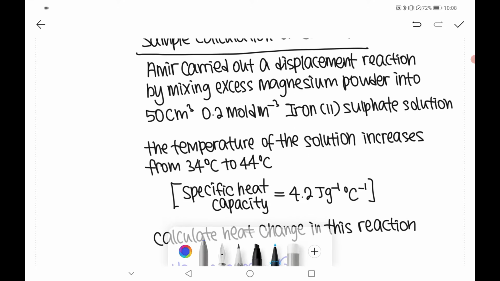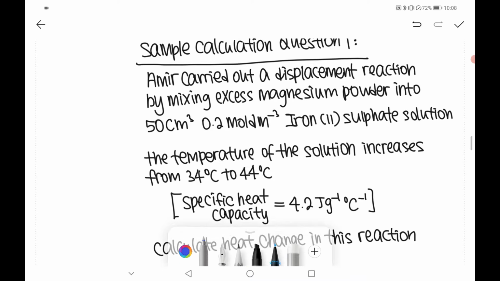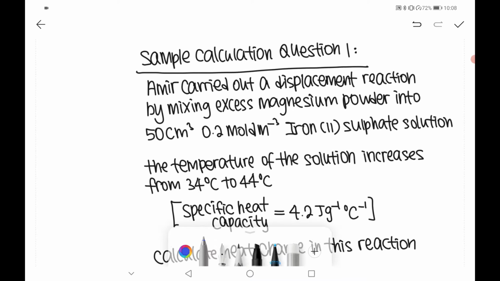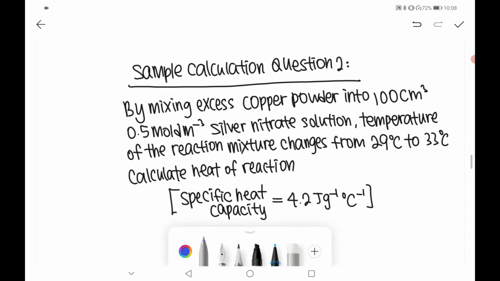I hope you can understand step by step how I solve the question. All right, so let's go for the next question. For the next question, you see the question says what?